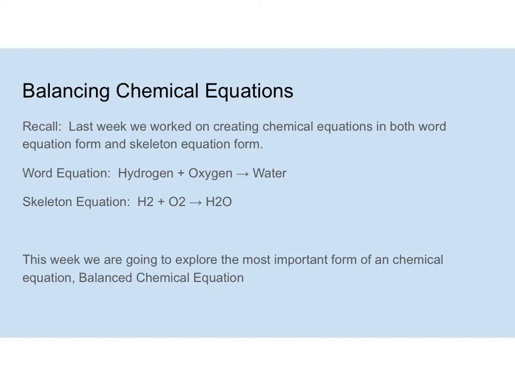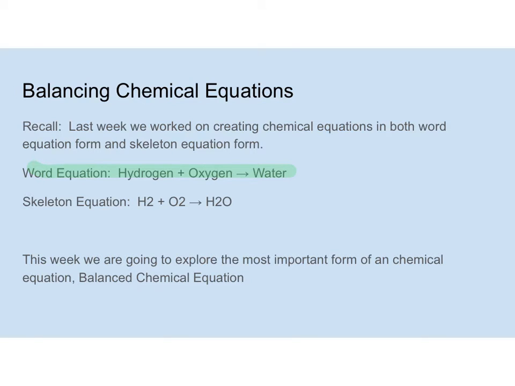Okay, so balancing chemical equations. Last week we worked on creating chemical equations in both word and skeleton form. Now word equations should be relatively simple. You're basically just taking a sentence and putting it into words. So a word equation is like what I have here, where hydrogen plus oxygen leads to water. We're just using the words, and we're putting a plus sign and an arrow in there to indicate that hydrogen and oxygen are the reactants, and water is the product.